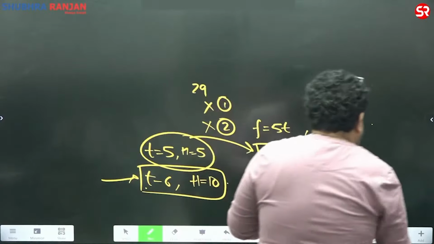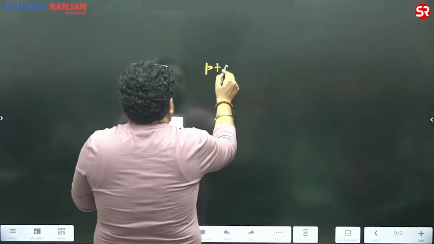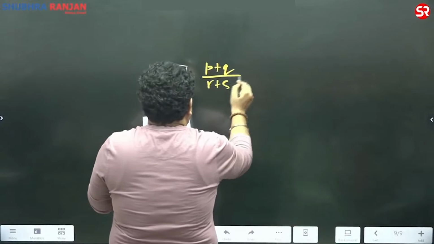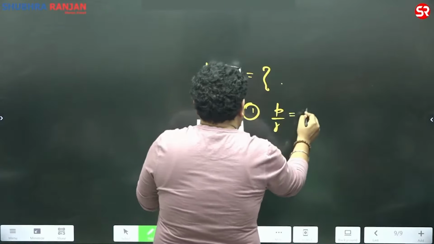30th, guys, have you tried 30th? What is the numerical value of P plus Q upon R plus S? Okay, fine, let's do it. First is P upon R is equal to Q upon S.